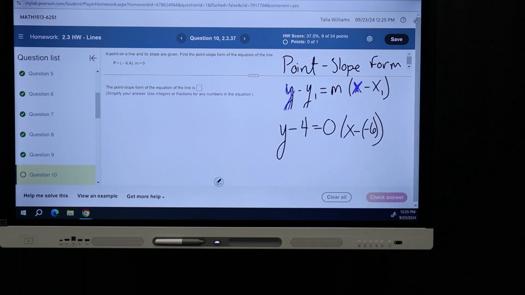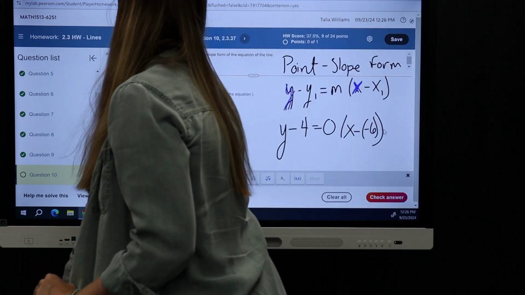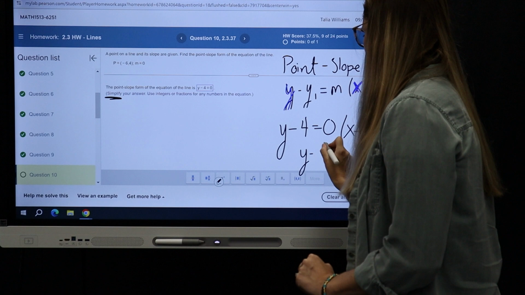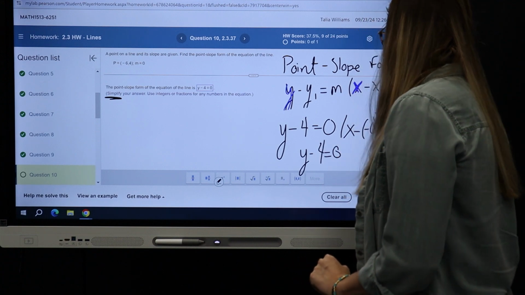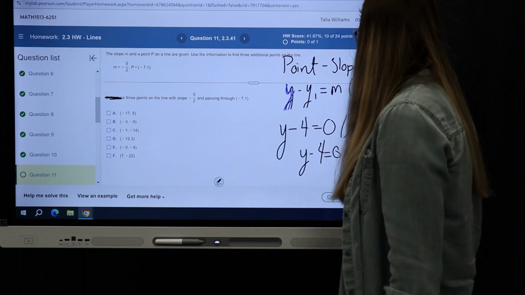I want to type just 0 in, but it does say simplify your answer on this one. So since it's 0 times x minus 6, let's just put y minus 4 equals 0. Since this one says this, 0 times anything is 0, so I'm just going to do this. Okay.